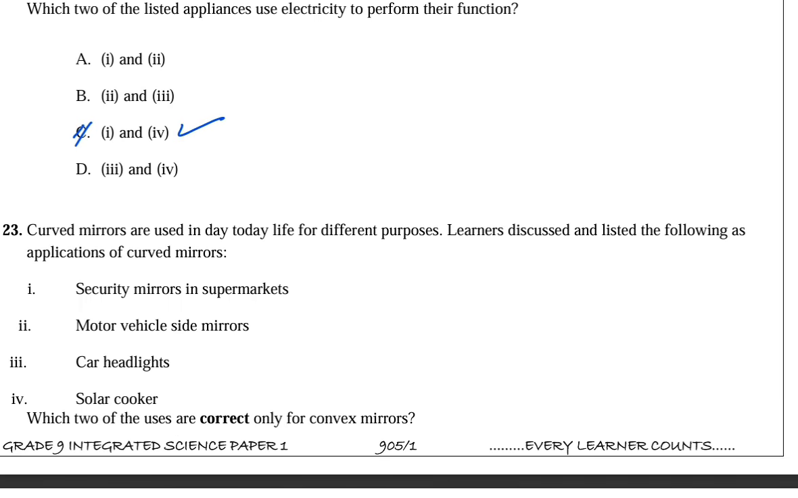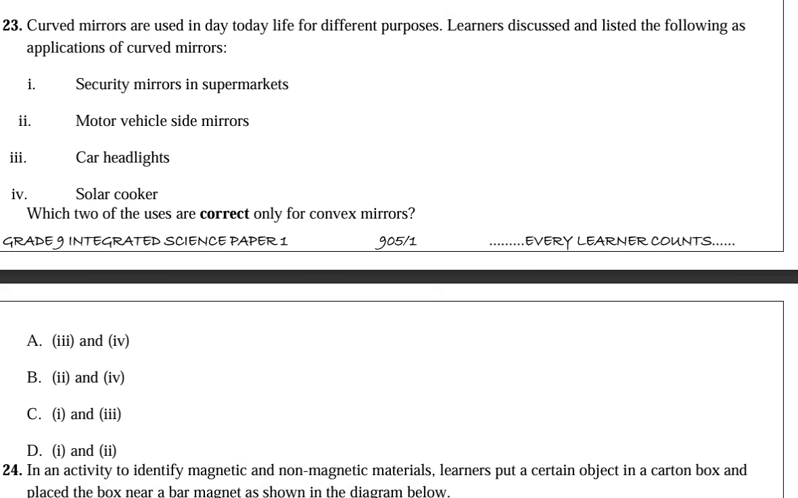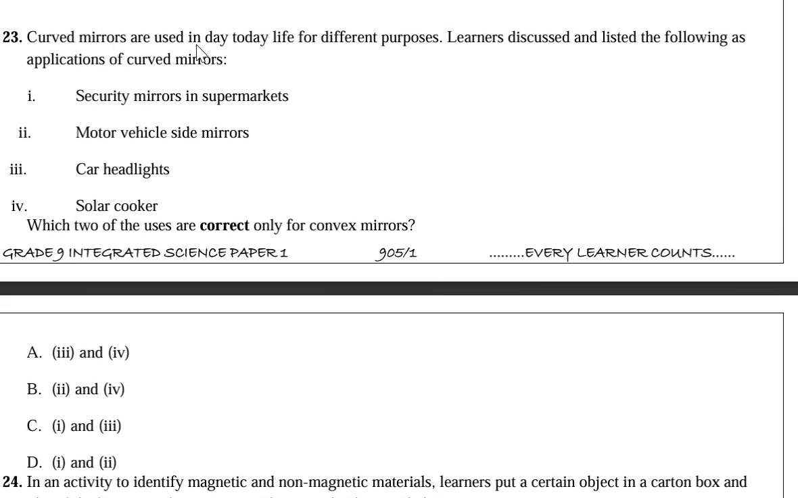Let's go on to question number 23. Curved mirrors are used in day-to-day life for different purposes. Learners discussed and listed the following as applications of curved mirrors: security mirrors in supermarkets, motor vehicle side mirrors, car headlights, and solar cookers. Which two of the uses are correct only for convex mirrors? You know that we have two types of mirrors, convex and concave. A convex mirror bulges outward, giving a wide field of view.